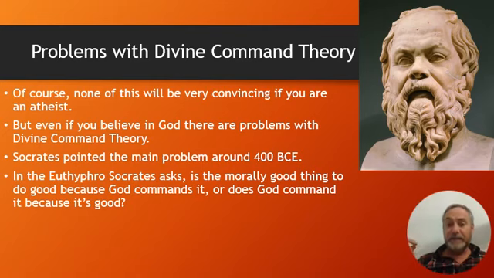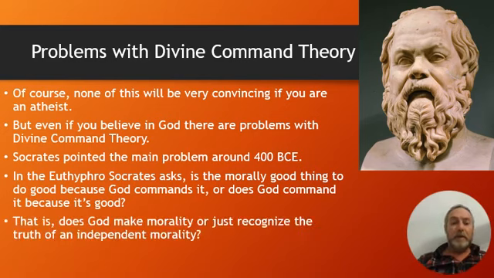Everything Socrates did, we mainly know of through his pupil Plato, who wrote these dialogues. They're written kind of like plays, and it'll be Socrates talking to somebody else. He'll be asking them questions, and they'll get into these philosophical puzzles. The relevant one here is called the Euthyphro. They're usually named after the person Socrates is talking to. So Socrates is talking to Euthyphro here, and he asks Euthyphro, is the morally good thing to do good because God commands it, or does God only command it because it's already good? That is, does God create morality, or does he just recognize the truth of an independent morality?